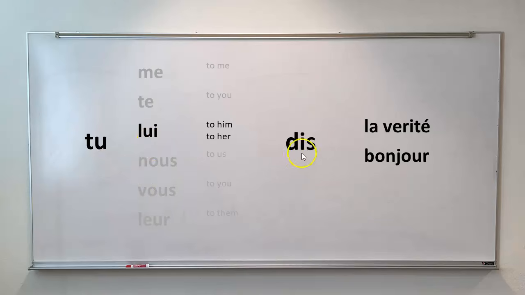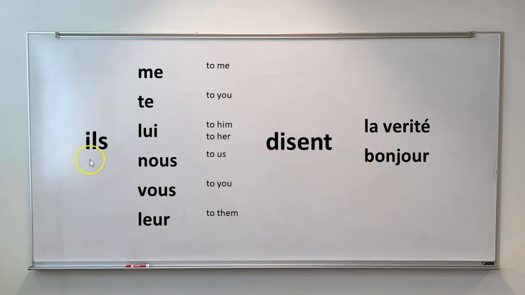Tu lui dis la vérité. You tell the truth to him or you tell the truth to her. Or you tell him the truth, you tell her the truth. Tu lui dis bonjour. You say hello to him or to her. How about the subject pronoun ils, they say or they tell. Ils disent. What are a couple of possibilities? Well, here's one. Ils nous disent la vérité. They tell the truth to us. They tell us the truth.